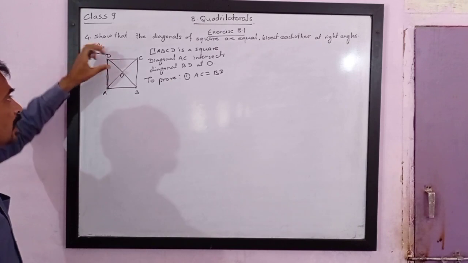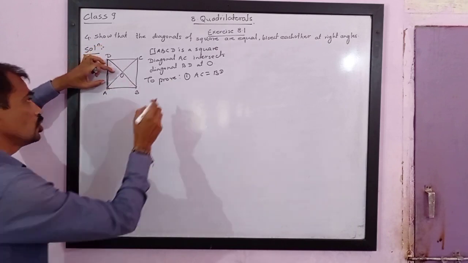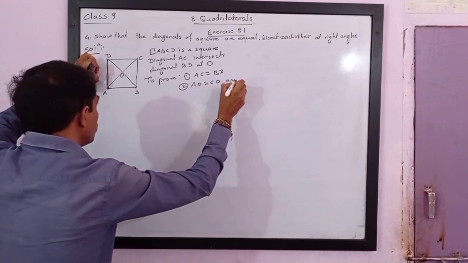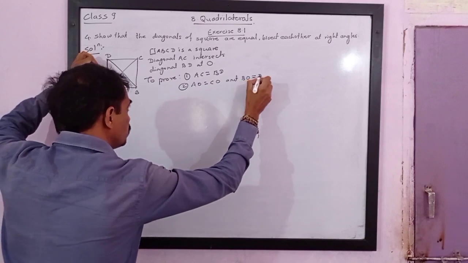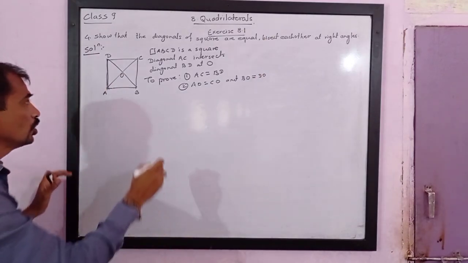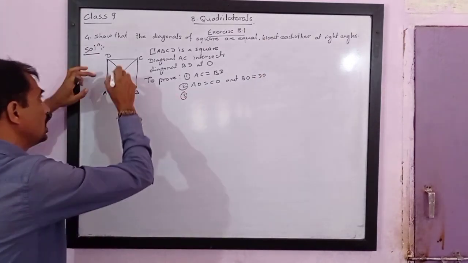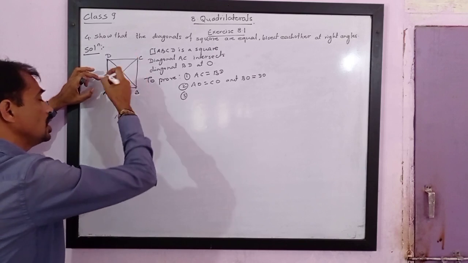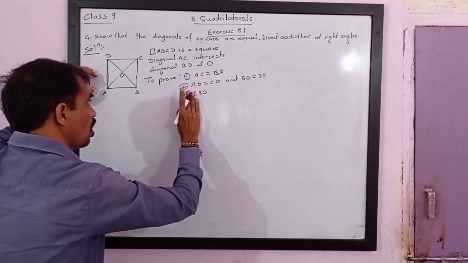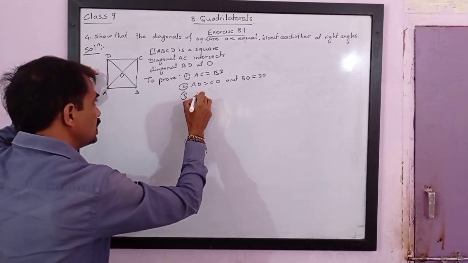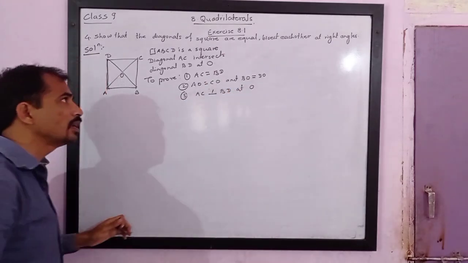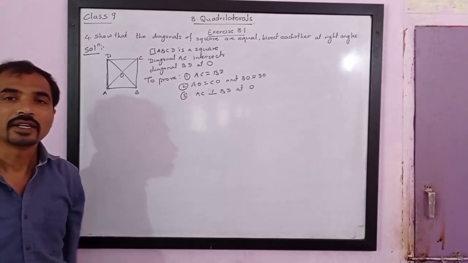Bisect each other means it makes two equal parts. So the second part we have to show is AO equals CO and BO equals DO. The third part is that they bisect each other at right angles. We have to show that angle AOB equals angle BOC. Any one angle you can show, angle BOC, or we have to show that AC is perpendicular to BD at O. That is, they intersect each other at right angles.